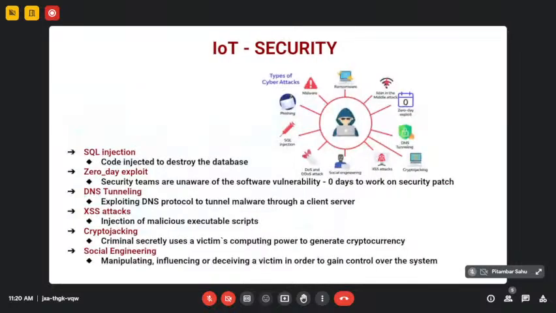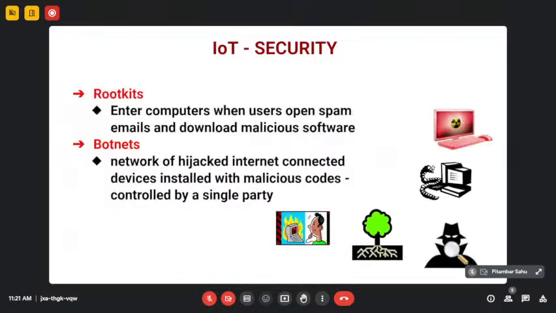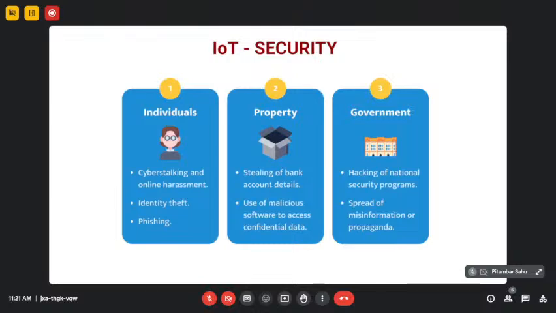So SQL injection, where just a code is injected to destroy the entire database, right? So that is why right now lots of awareness is being given on how do we protect ourselves from the cyber attacks happening in the cyberspace. And we have rootkits, botnets. So these are the different kinds of attacks happening. So you can see that lots of Facebook accounts get hacked on a daily basis. Lots of Instagram accounts get hacked. So it is always advised to have a two-factor authentication in social media accounts, including LinkedIn. So all these are the different kinds of attacks happening.